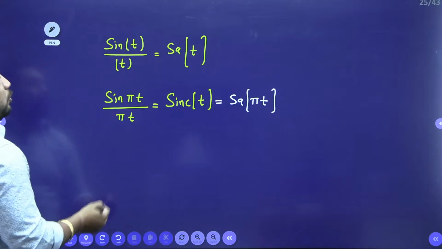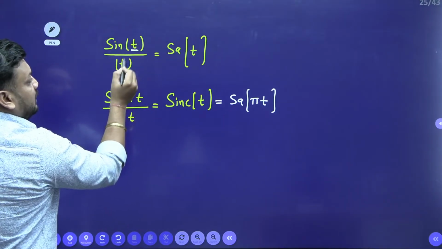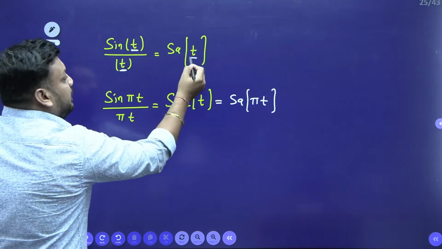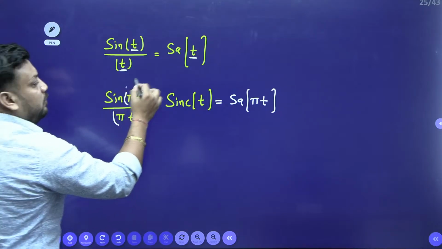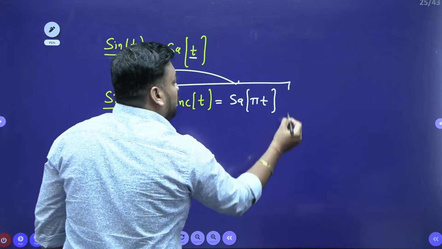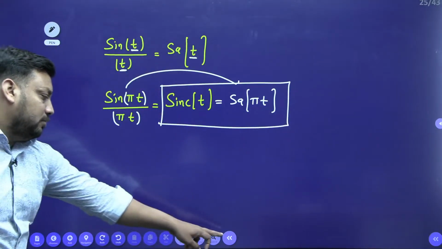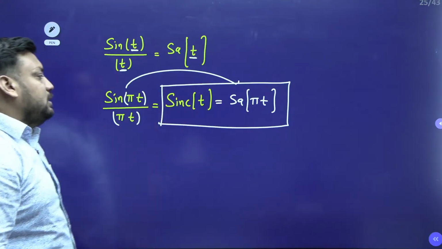Why, sir? Because in the sampling form, whatever is mentioned in the bracket after sin, that will come here and it will be sampling. So here it is sin pi t upon pi t, so in terms of sampling, it will be sampling of pi t. So don't you think that sampling of pi t is nothing but sinc of t? Sampling of pi t is nothing but sinc of t. This is the relation.